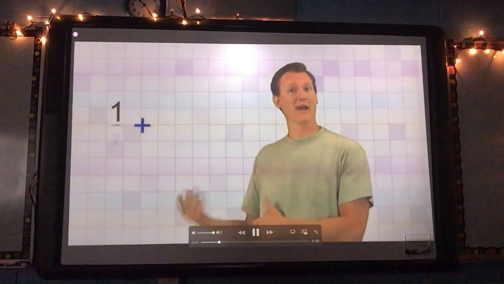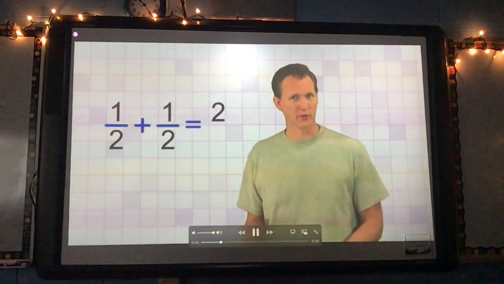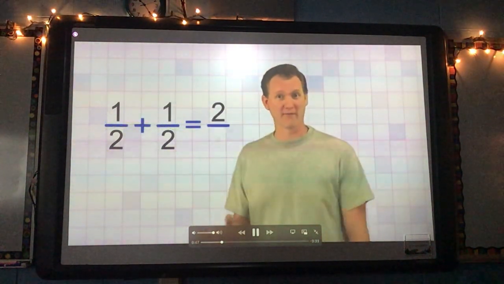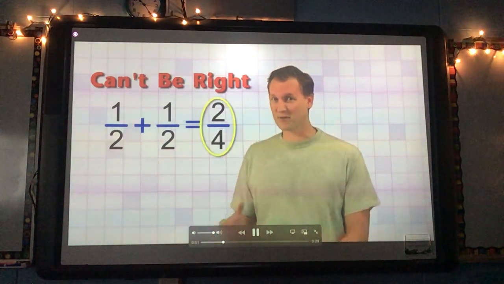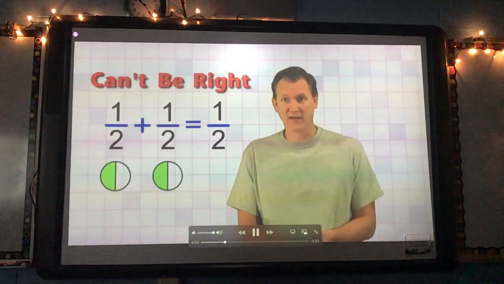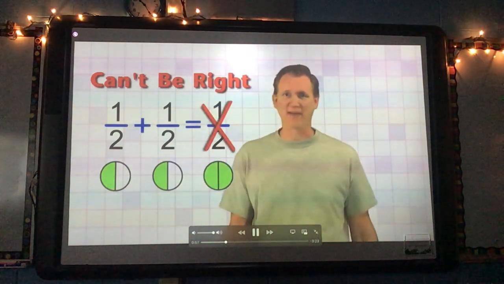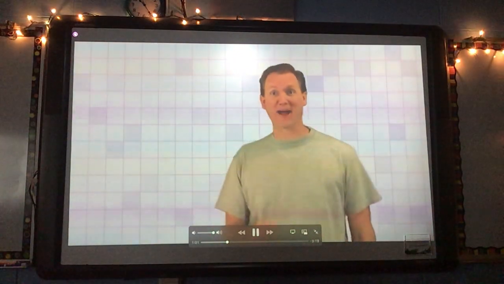Let's try adding 1/2 to 1/2. So if we added the top numbers, we'd get 2, and if we added the bottom numbers, we'd get 4. But, well, that can't be right, because 2 over 4 simplifies to 1/2. And if you add 1/2 and 1/2, you should get a whole, not a half. Uh-oh, we must have broke some sort of math rule. I'm out of here.